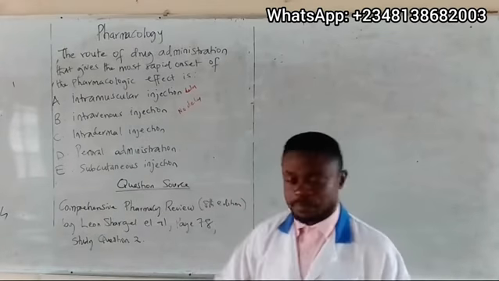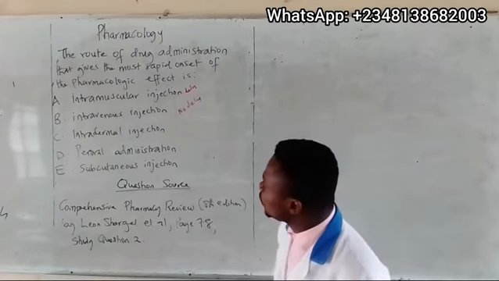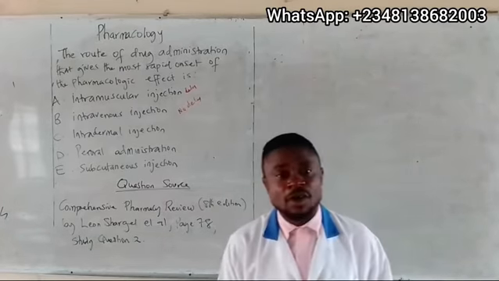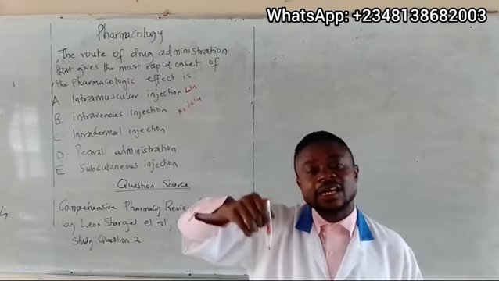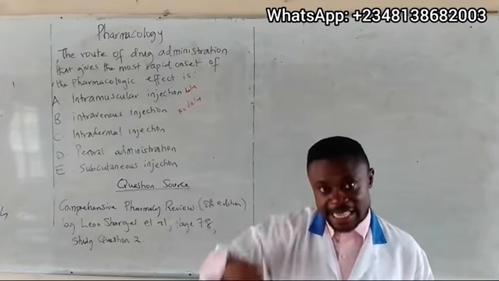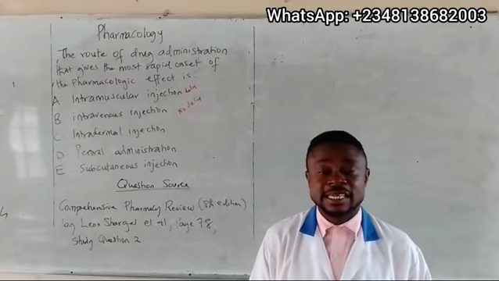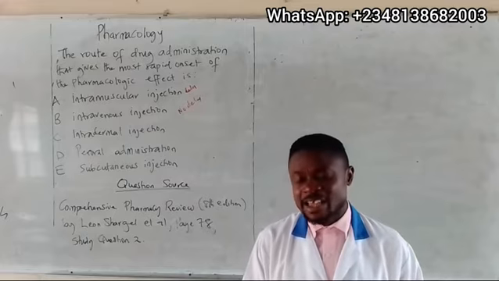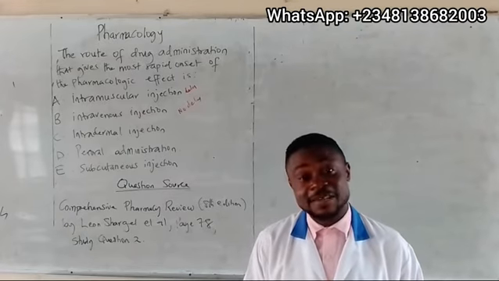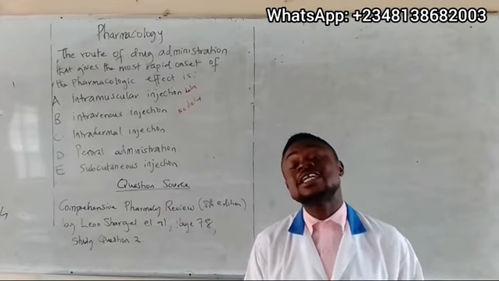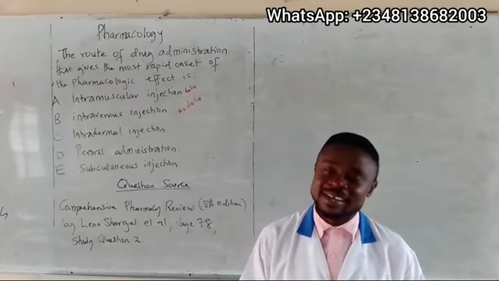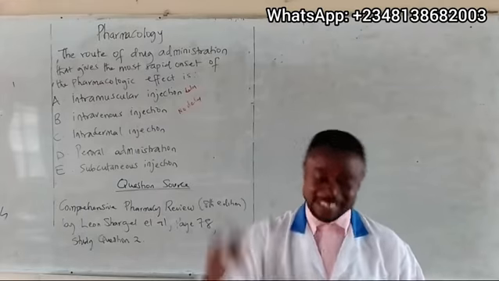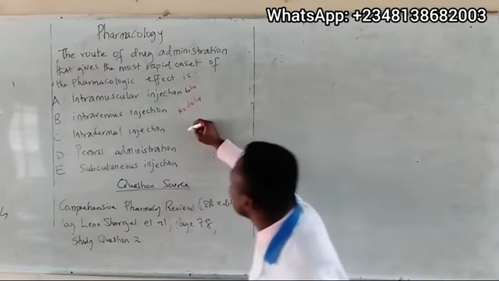Let's go to option C. Option C says intradermal injection. You can call this intradermal or intracutaneous injection. The dermis is beneath the epidermis, and the dermis is highly vascularized. Even though the dermis is highly vascularized, there is still need for absorption. So there is also delay. Here again, there is still delay.